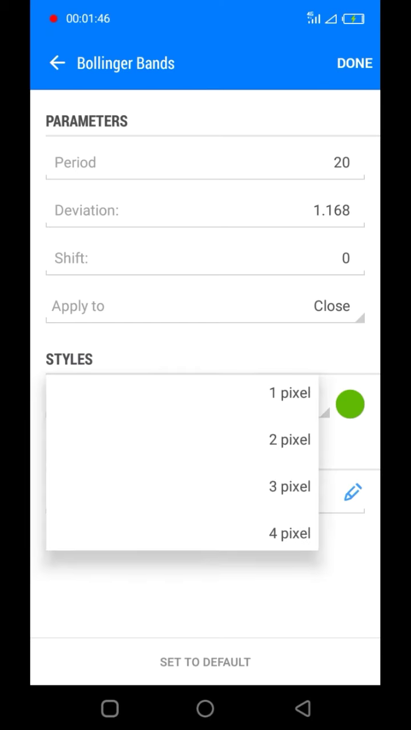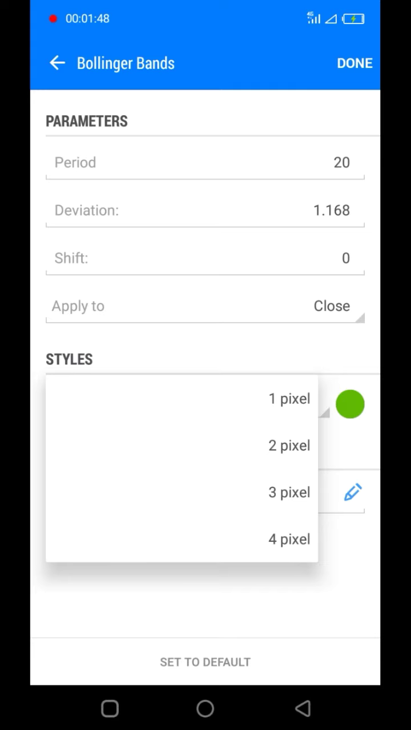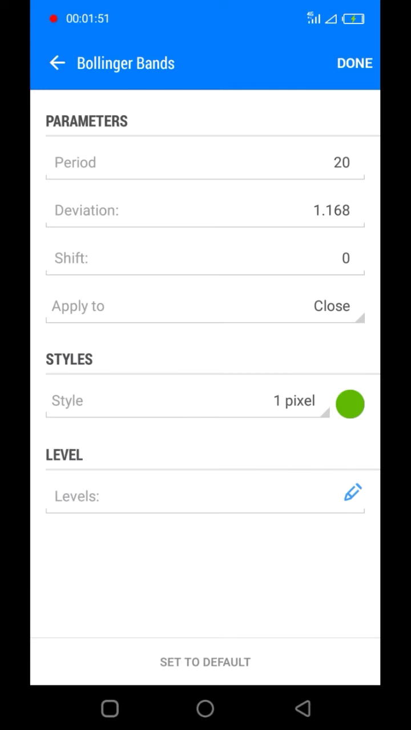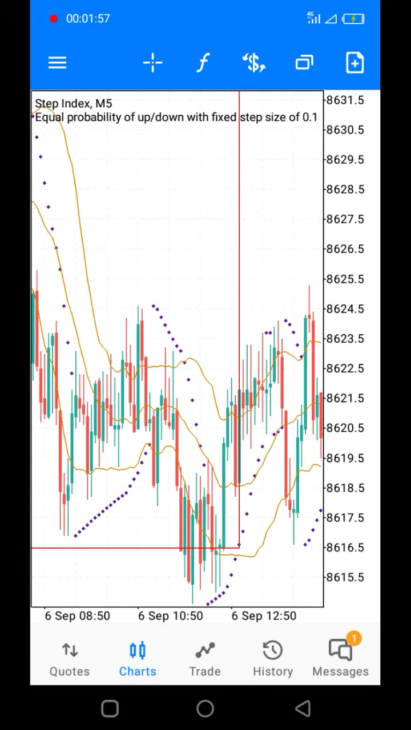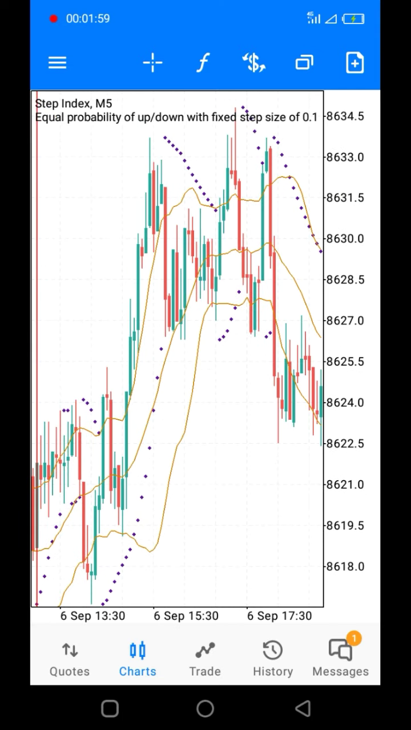Or any pixel, any number of your choice, either 1, 2, 3, 4. But let me put it on 1. Then my color, I prefer gold. So let it be on gold. Then you click what? Done. Can you see? We have it on our chart now.